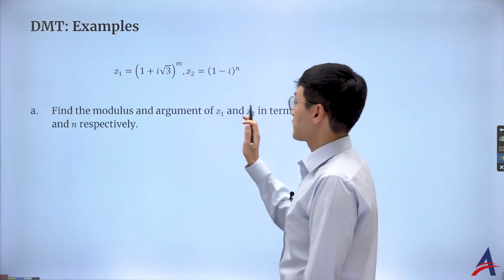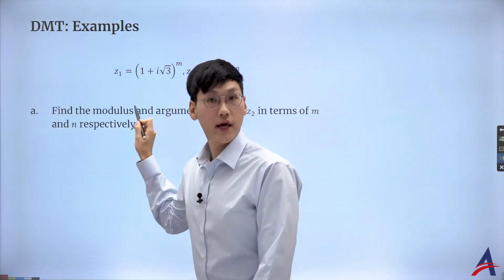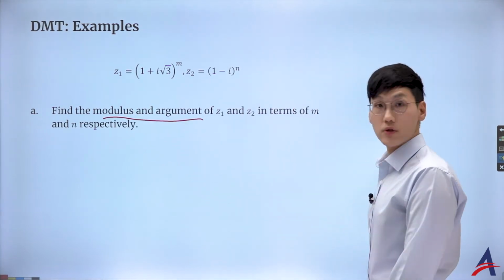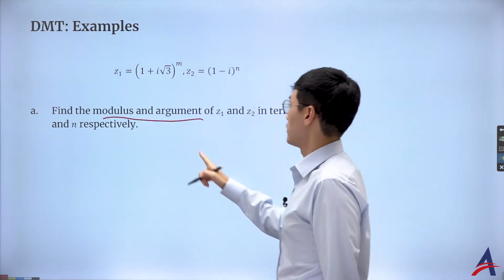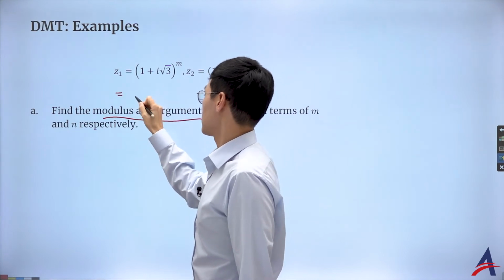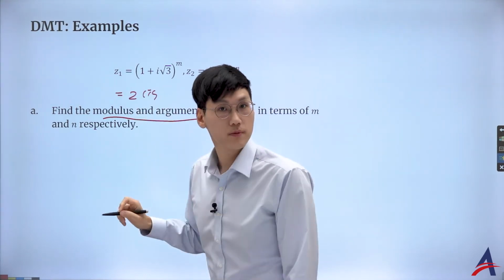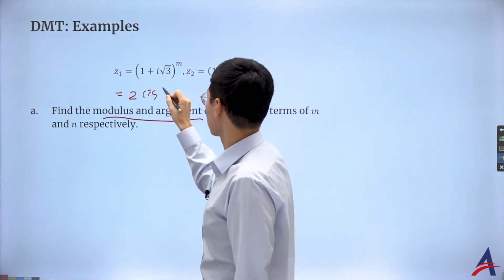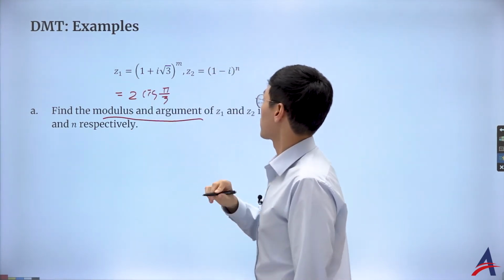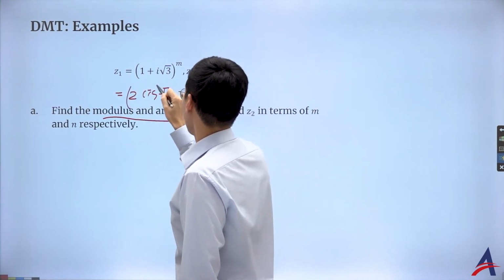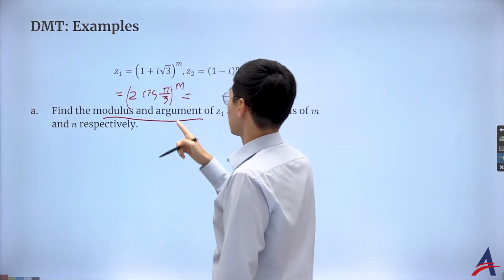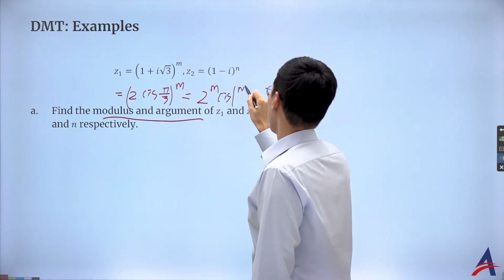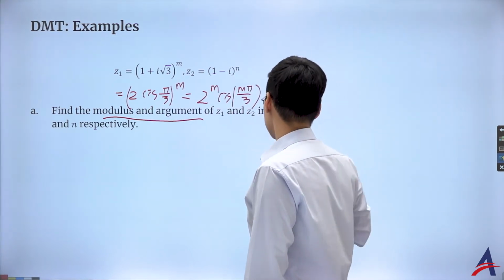Here, it's a very lovely problem. I have the Cartesian form, and they ask me to find the modulus argument form first, so let's try to use it. It should be very straightforward to see that this is going to be 2 cis, and what is the argument? Tangent theta is root 3 over 1, so one of the special angles is pi over 3, and I'm going to put it to the power of m. So that's going to be 2 to the power of m cis m pi over 3.